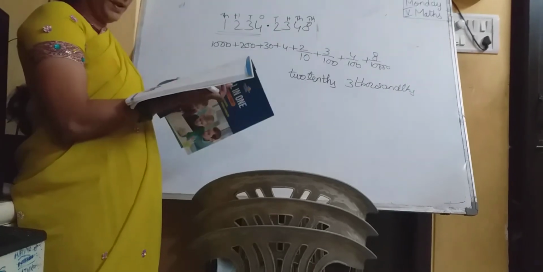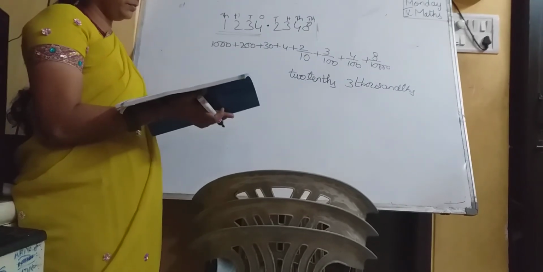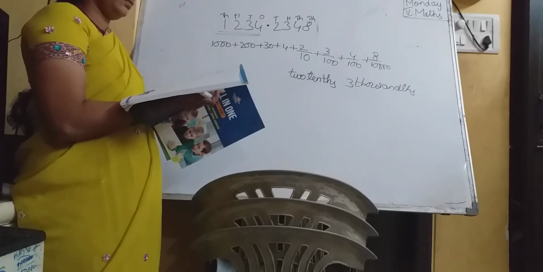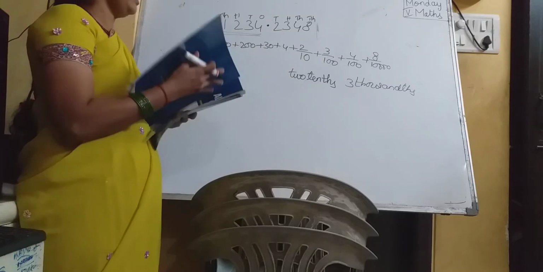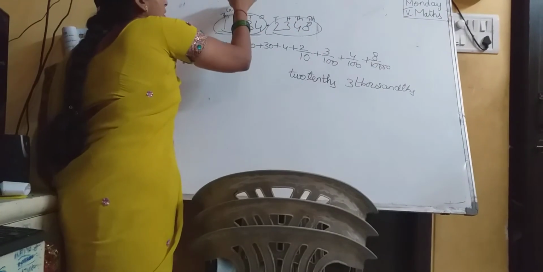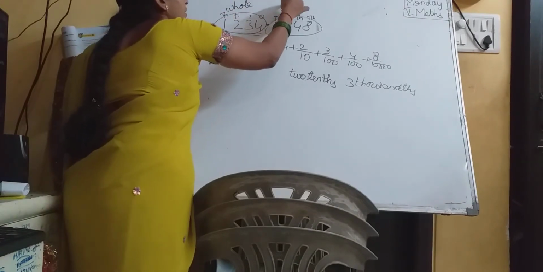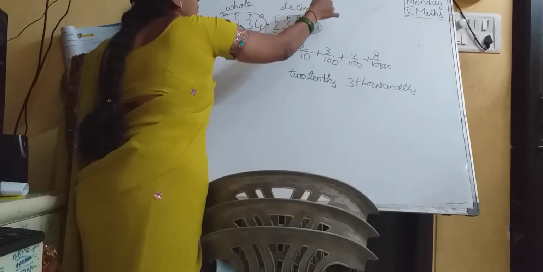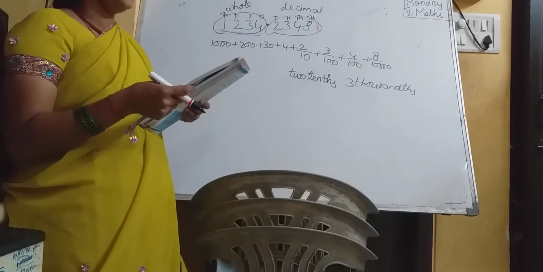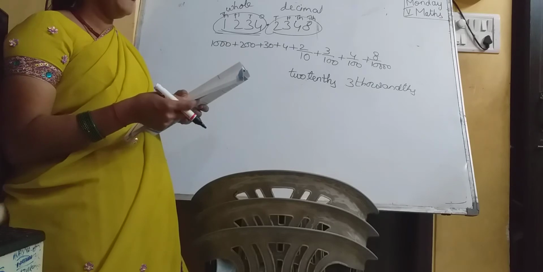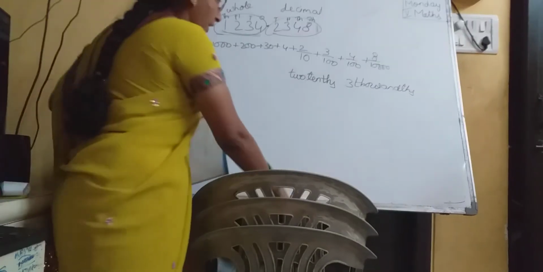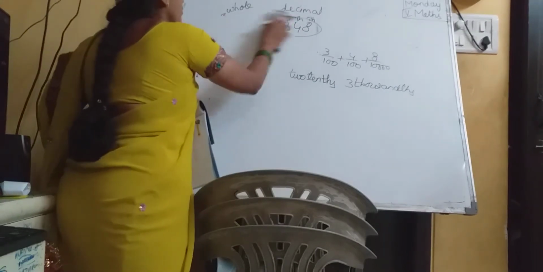Now you see, go to page number 67, children. Page number 67. Yes, this part is known as the whole number part and this is known as the decimal part. This is the whole number part and this is the decimal part, children. Okay? What is before the decimal is the whole number part. After the decimal comes the decimal part. Okay? Now go to page number 67. Page number 67.